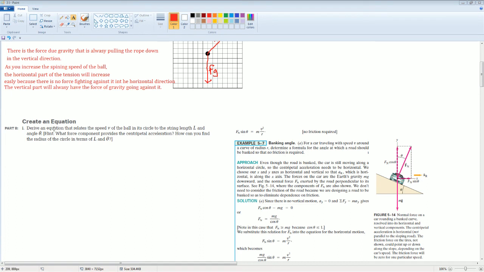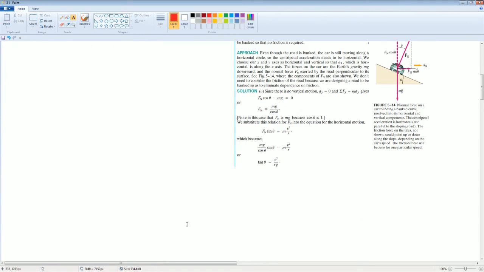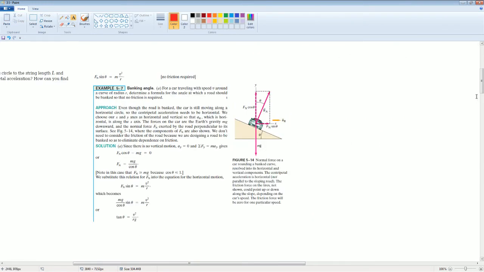So here you're going to derive an equation that relates the speed of the ball to the circle of length L and the angle theta. This is a long derivation. Very long derivation. But in your textbook, you should have this problem. This is a car being banked on a road, so the normal force isn't straight vertical, it's at an angle. So there's a normal force sine and a normal force cosine. But notice it behaves the exact same way.